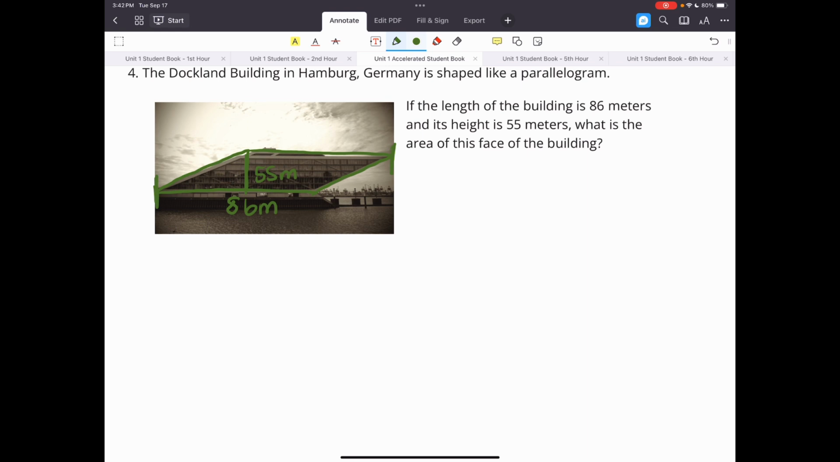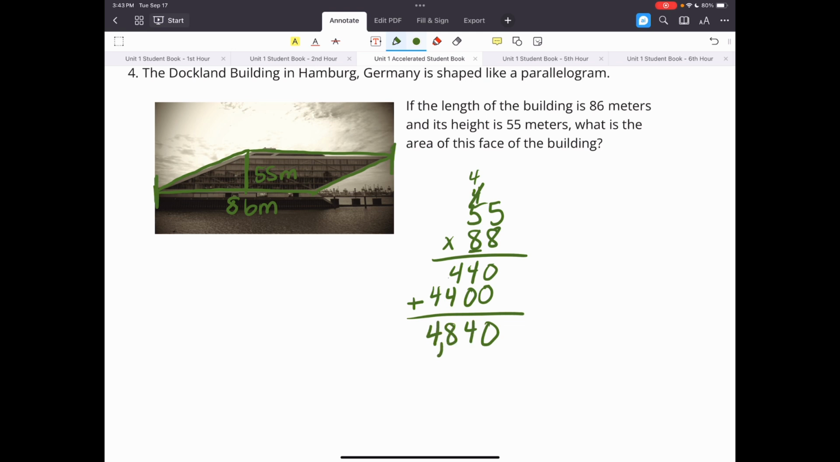All right, now that you've done it, let's do 55 times 88. 8 times 5 is 40. 8 times 5 is 40 plus the 4 is 44. We put a 0 as our placeholder because this is not just 8, it's 80. Cross that out because we used it. We're going to have the same numbers. 8 times 5 is 40. 8 times 5 is 40 plus 4 is 44. Now we add the 2 partial products together. 0, 4, 8, 4. So 4,840 meters squared should have been your answer. If you made an error in your multiplication, we're going to be working on that in jump starts.